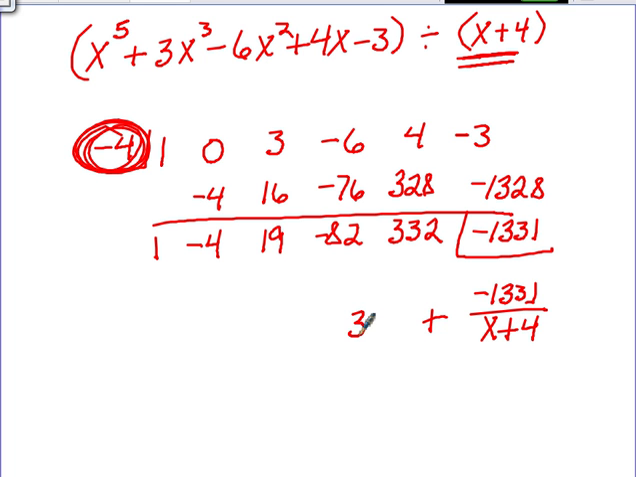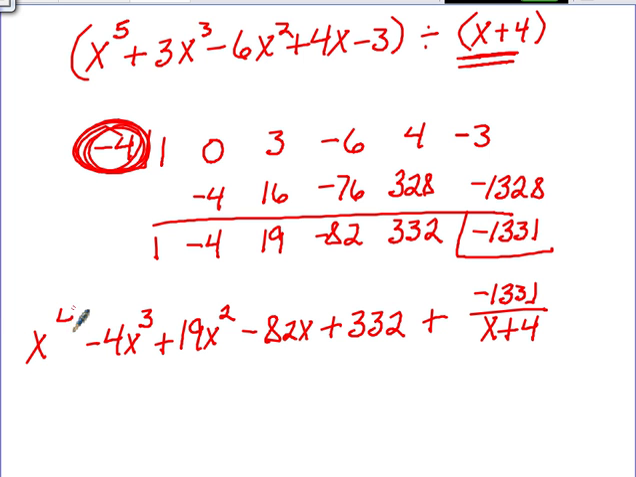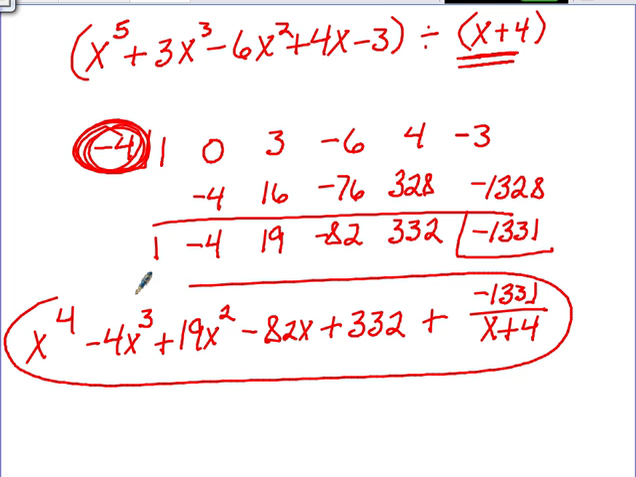The next number is a constant. The next number is an x. The next number is an x squared. The next number is an x to the third. The next number should be an x to the fourth. And again, that should make sense. If you're dividing x to the fifth by x to the first, think about how you divide. A fifth power divided by a first power, you'd subtract them, right? Should end up with a fourth power.